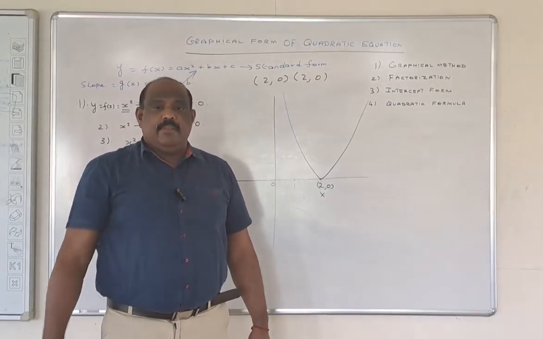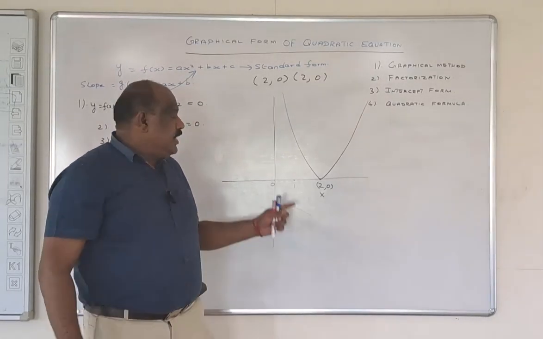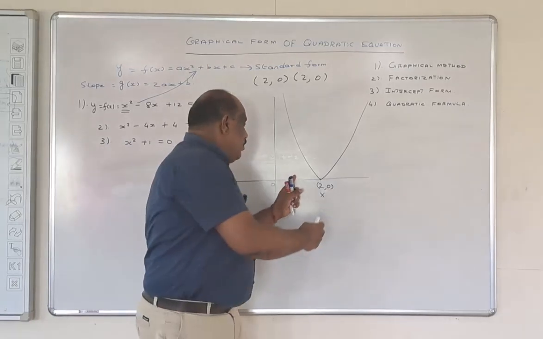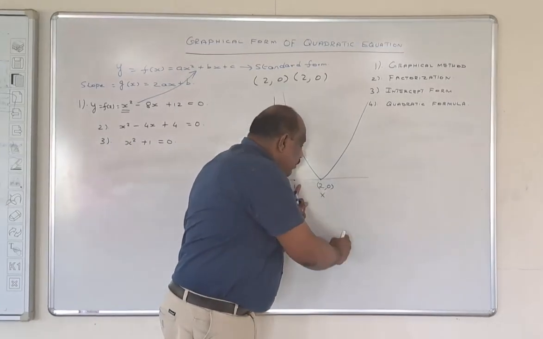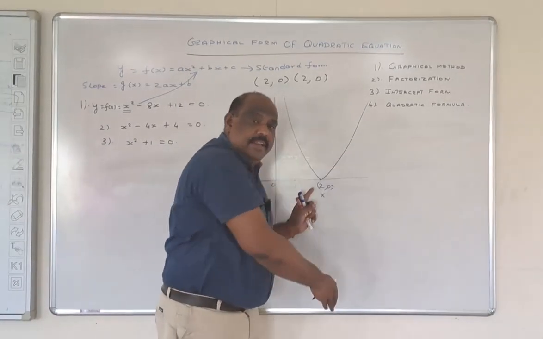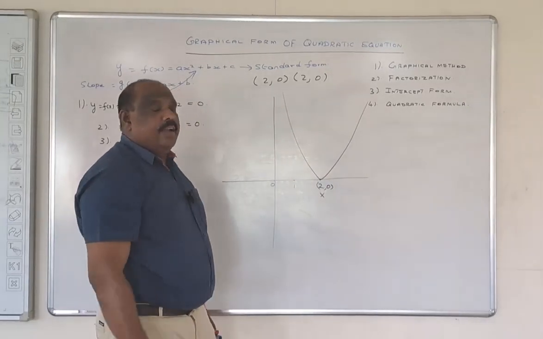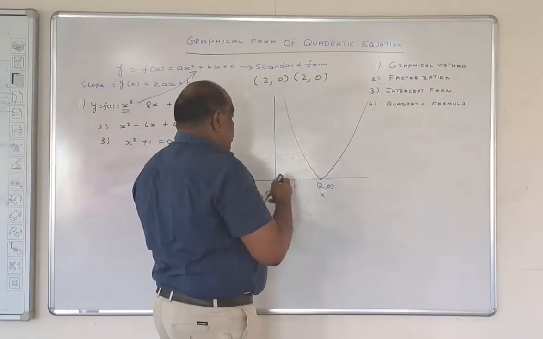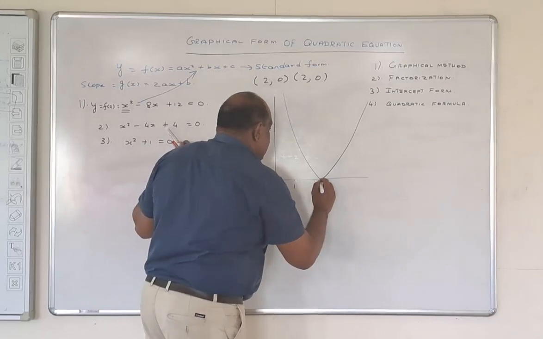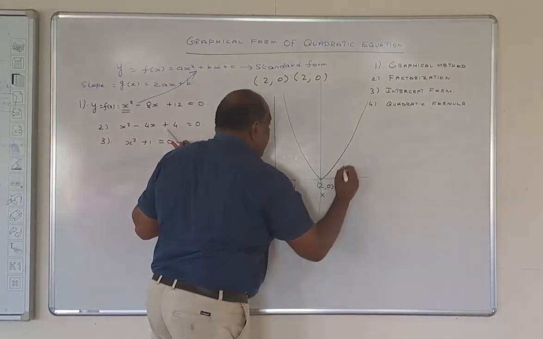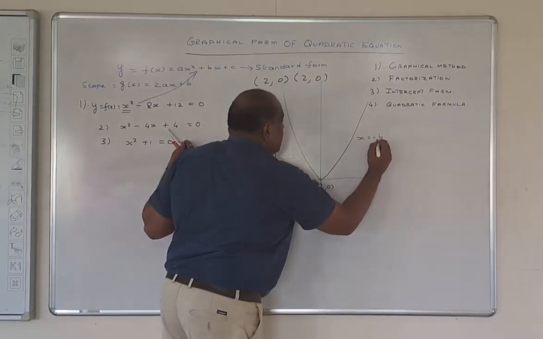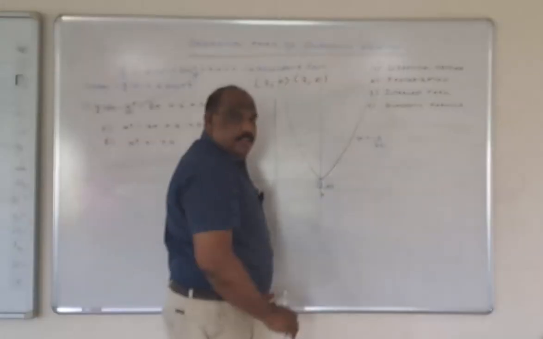So fortunately we can see this point becomes the vertex, because there's only one point which is touching the x-axis. Earlier we had 2 points, so we found the midpoint and the axis of symmetry. Now where will the axis of symmetry be? Along this 2 comma 0, a vertical line parallel to the y-axis. What is the formula for finding the axis of symmetry? x equal to minus b by 2a. I'll derive it later.